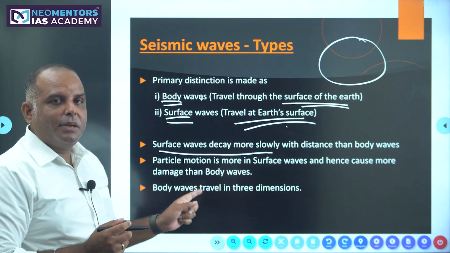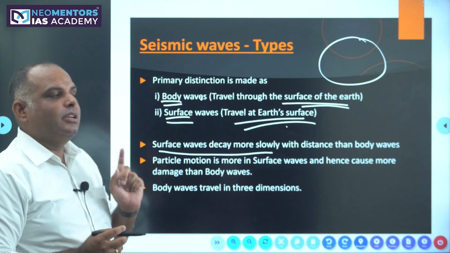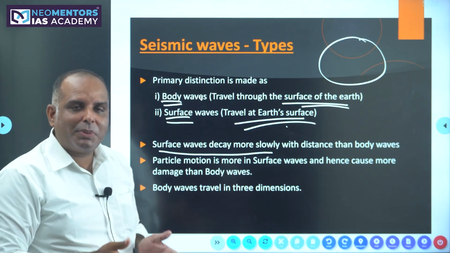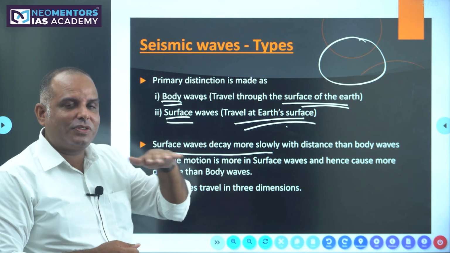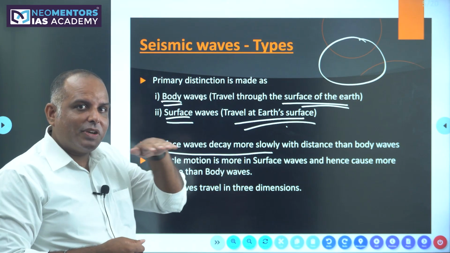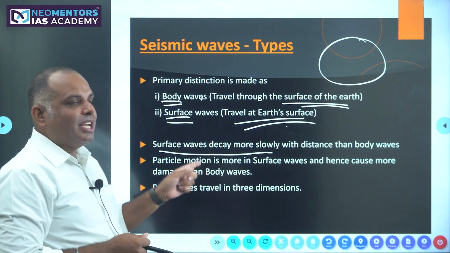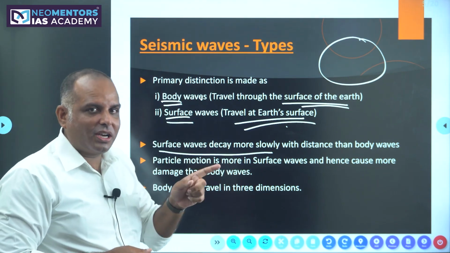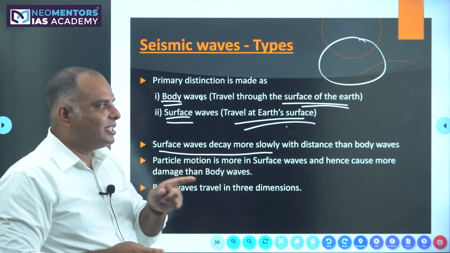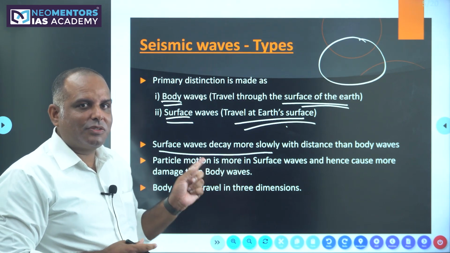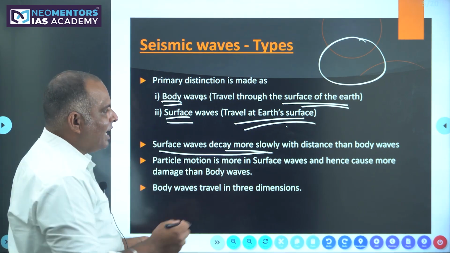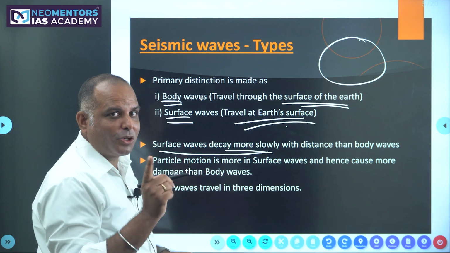Again, this is an important point because this could be one of the options in any prelims question. Surface waves decay more slowly. That means they exist for longer periods and they are existing on the surface of the earth. Where do we have buildings, right? There are a lot of constructions on the surface of the earth. So if they decay more slowly, that means they last longer. That means they can have a larger impact on the constructions, they might cause more damage. So when I say they decay more slowly, you have to infer it this way: they last longer and they cause more damage compared to body waves.